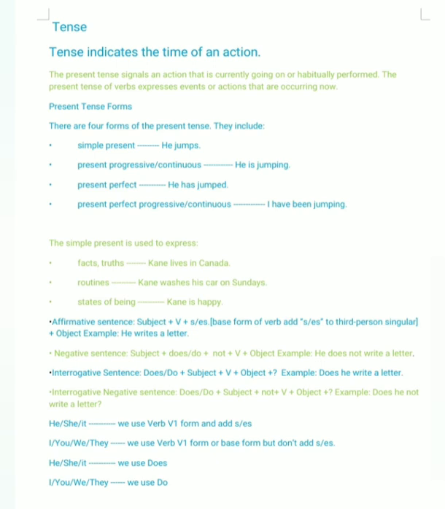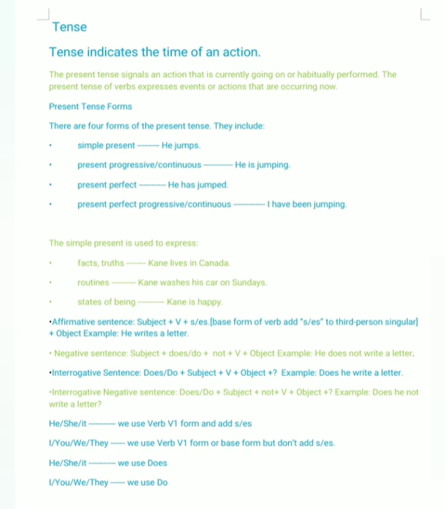So with he, she, it, we use the V1 form and we add S or ES with it. With I, you, we and they, when these are the subjects, we use V1 form but we do not add this S or ES. With he, she, it, we use does, and with I, you, we and they, we use do. Now what is present progressive tense?